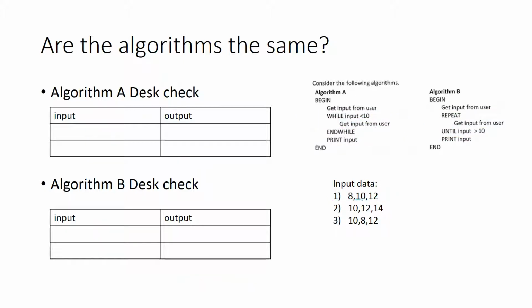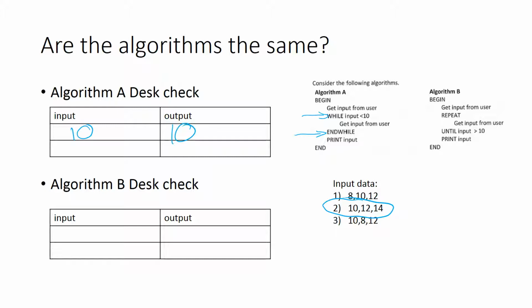Okay, so doing the same thing again, only this time we're doing it with input 2. So let's get input from the user. While the input is 10. While the input is less than 10, so we're here, it's not, it is 10, so it will go straight to the end while, and then it will print out input, which is here.